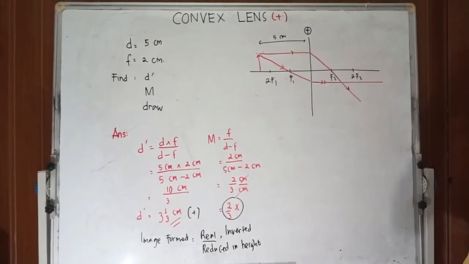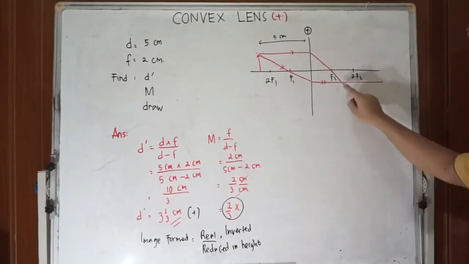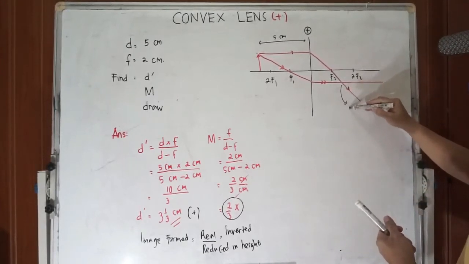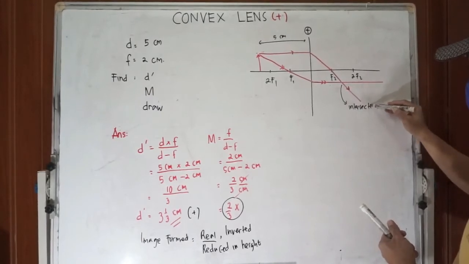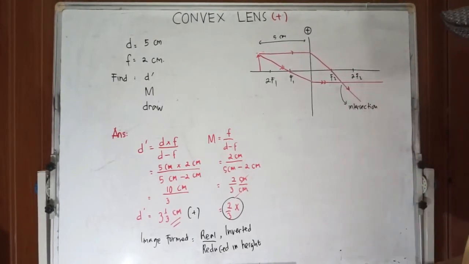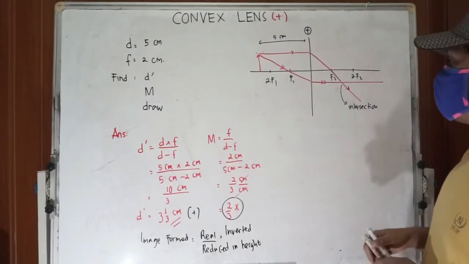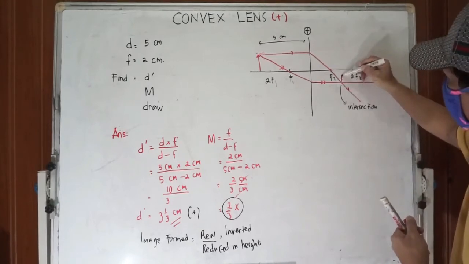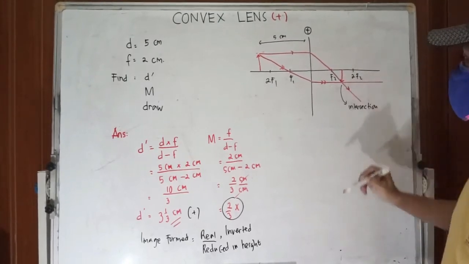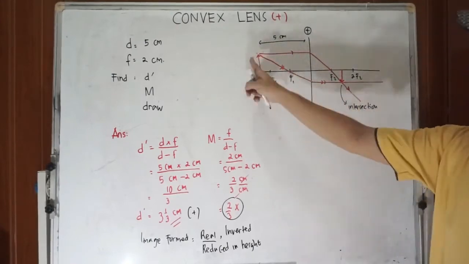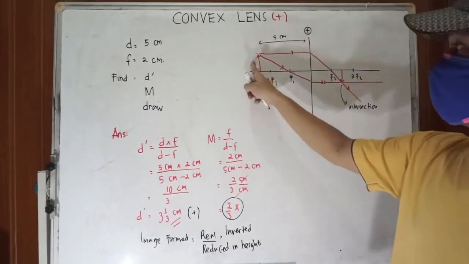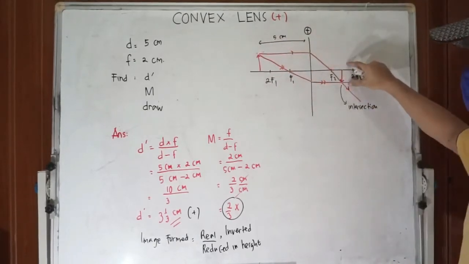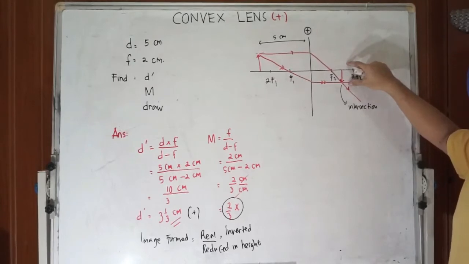Okay, is it clear? Now we have the intersection here. This is the intersection, right? So the image distance is here. The intersection is the head of the image. If here is the height of the object, it means here is the height of the image.